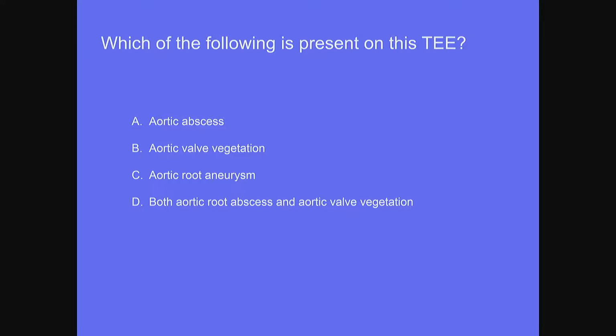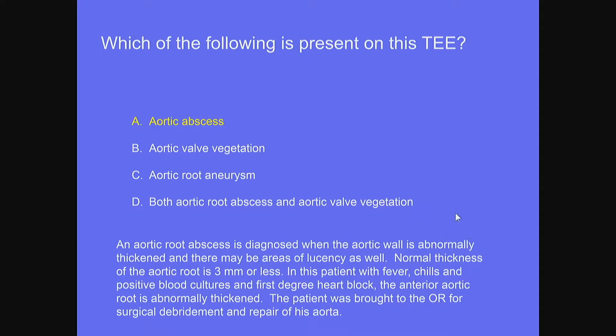A, aortic valve abscess. B, aortic valve vegetation. C, aortic root aneurysm. Or D, both aortic root abscess and aortic valve vegetation. The correct answer is aortic abscess.